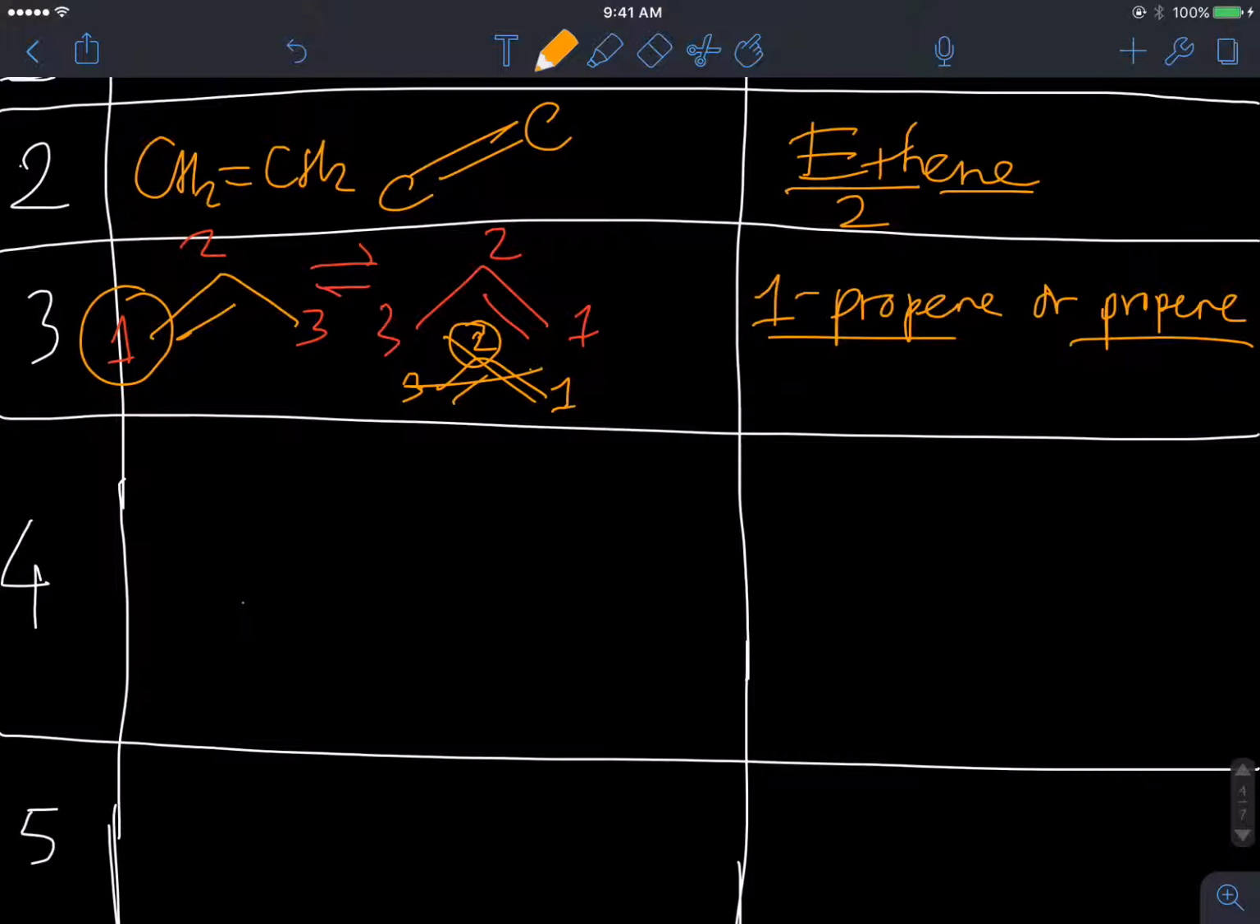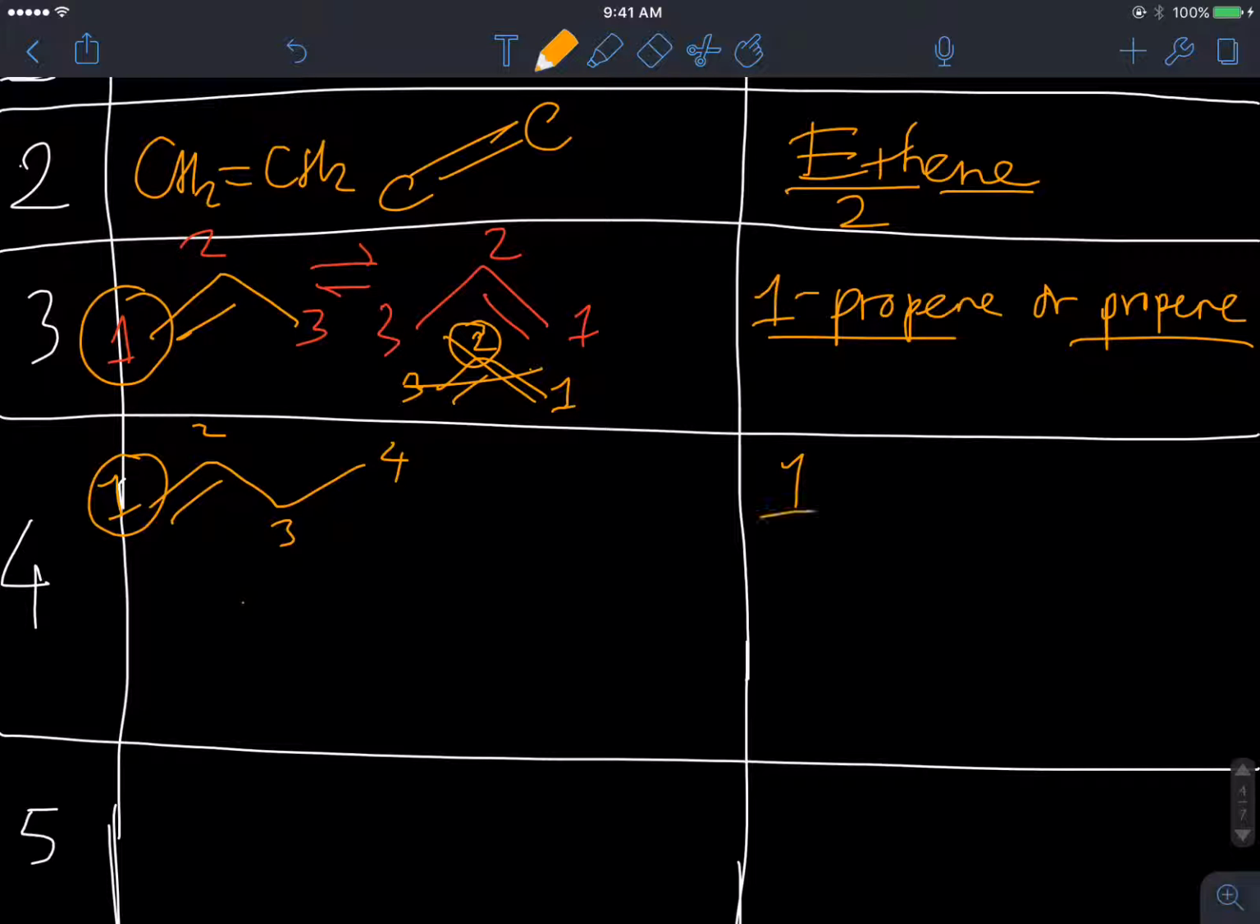We can see more when we do number 4 right here. 1, 2, 3, 4. Right here, we have to choose the right location for the double bond. Right here we see it is number 1. It's not number 2, not number 3, not number 4. So we cannot eliminate the number when we write out the name for the structure, because from 4 carbons on, numbering is very important.